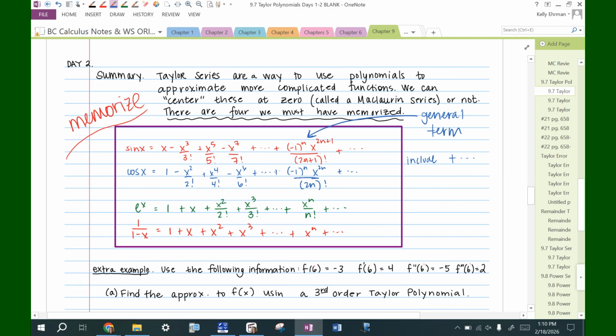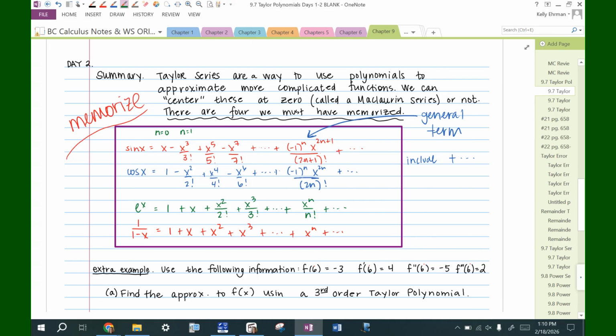And the 2n plus 1 is like that because we are assuming that this first term is actually n equals 0, and then n equals 1, etc. So that's how that works out for the first one. Okay, and I want to talk about the last one. So sine, cosine, e to the x, we can figure all of those out the long way like we did yesterday, but you'll have them memorized.